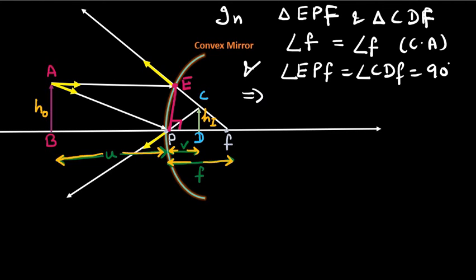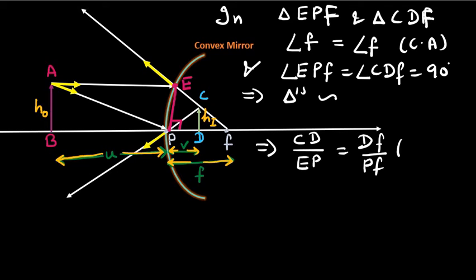This implies that the triangles under consideration are similar. And if triangles are similar, the corresponding parts are proportional. So we can write CD by EP is equal to DF by PF. This is because they are corresponding sides of similar triangles, which are proportional. CD is the height of the image.